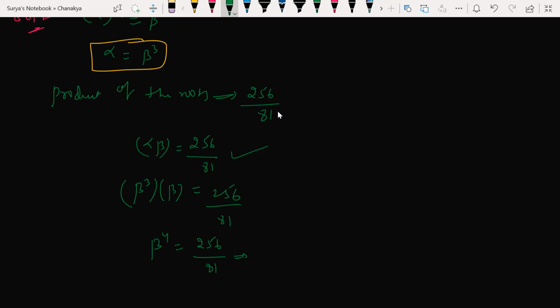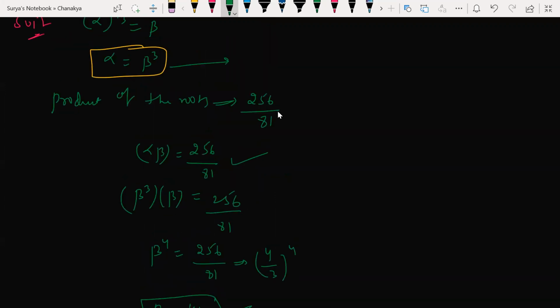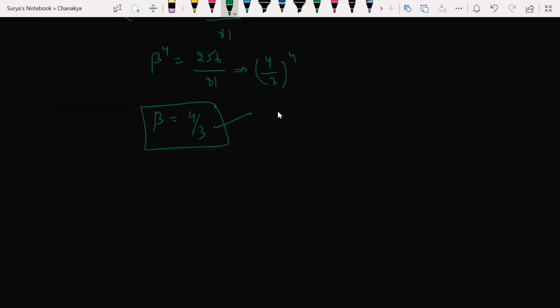256 divided by 81 can be written as what? Sorry, 4 to the power of 4. Beta to the power of 4 is equal to 4 by 3 whole to the power of 4, which means beta is equal to 4 by 3. If beta is equal to 4 by 3, then alpha is what? 64 by 27.